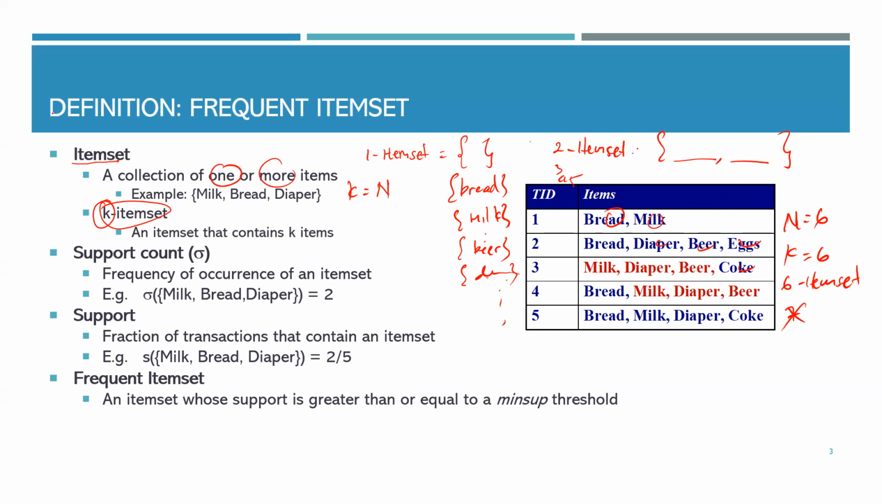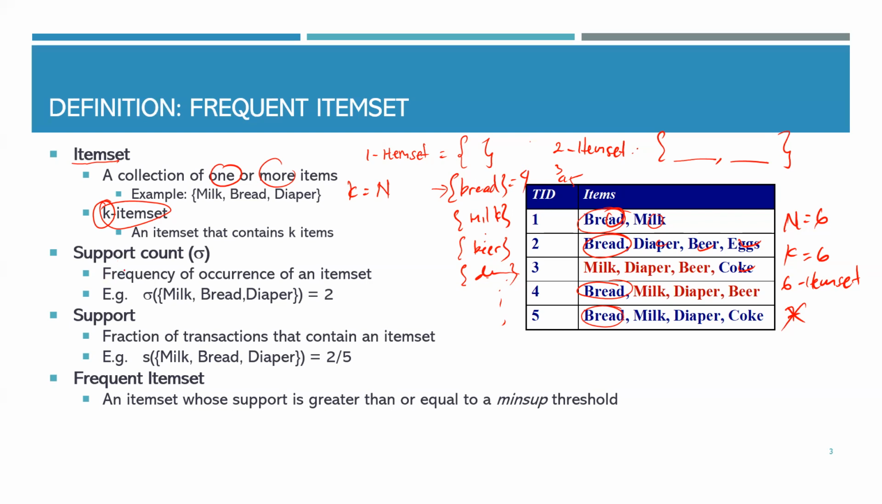And then we will have what we call the support count. The support count is the frequency of occurrence of an itemset. For example, for the 1-itemset bread, we calculate how many times bread appears in the transactions: 1, 2, 3, 4. So for the itemset bread, the support count is 4.